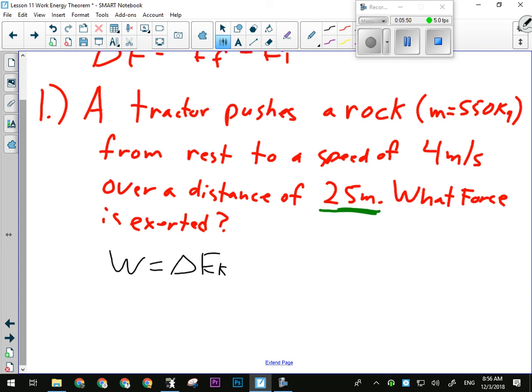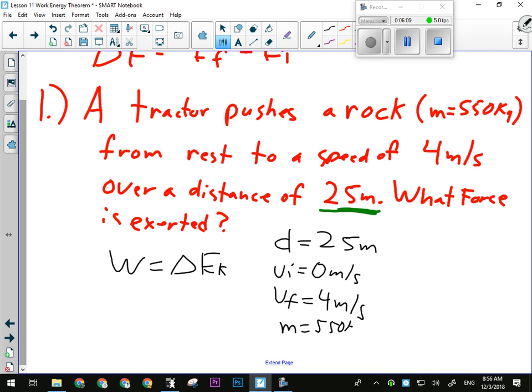All right. The givens that we have: we know the distance over which the rock is pushed. It's 25 meters. We know the initial speed of the rock is 0 meters per second, and we know the final speed of the rock is 4 meters per second, and we know the mass of the rock is 550 kilograms. Okay, so that's what we know.